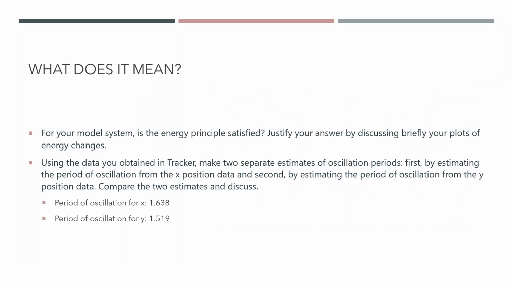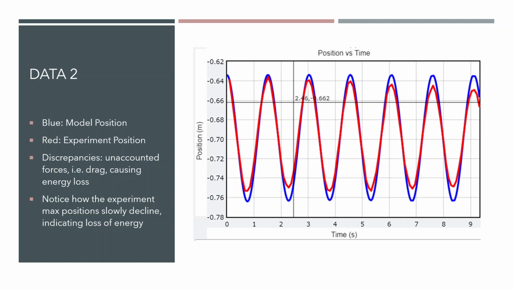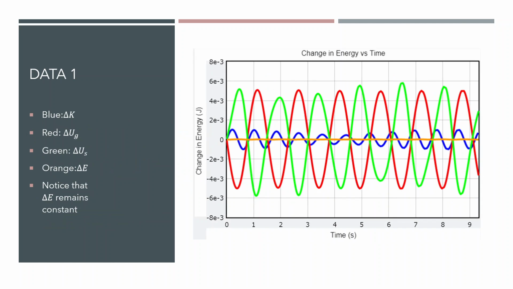And then, what does it mean? Is the energy principle satisfied? Let's take a look at my energy plot. We've already talked about this a little bit, but yes, it is satisfied because delta E remains constant, and any energy change is mirrored in a change in a different form of energy, and everything remains constant.